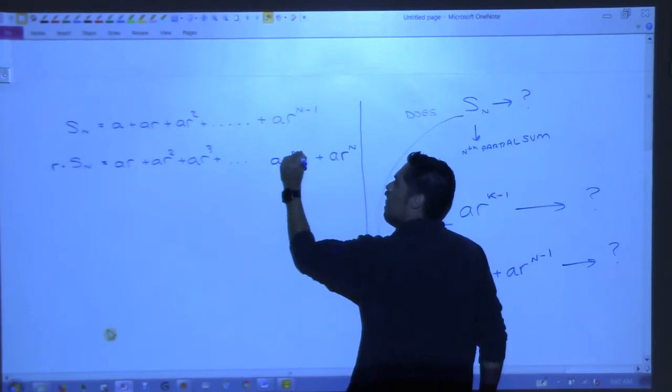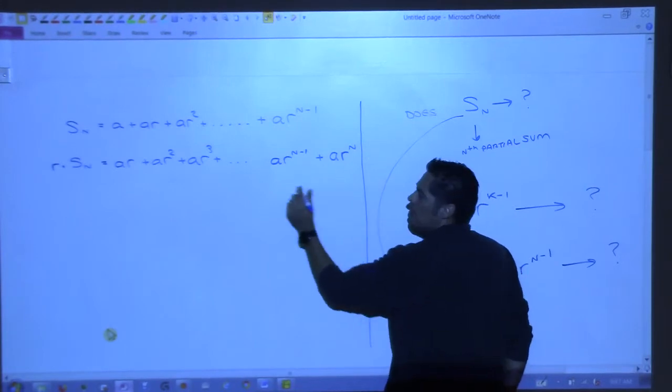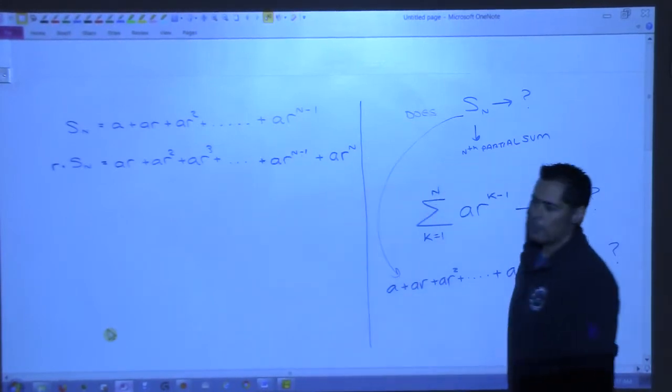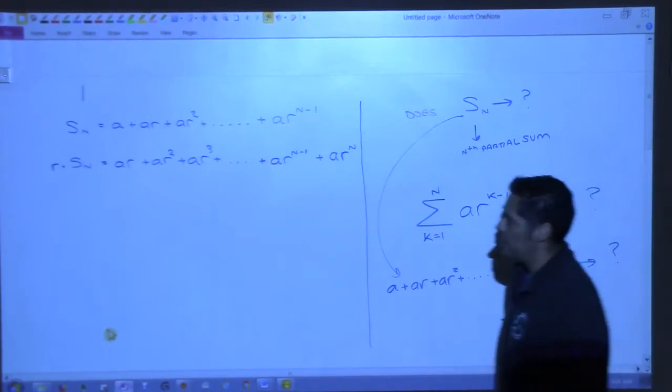A R to the n minus 1, right? That would be the one right in front of it. So the power on r would be 1 less. And then in front of that, plus, right? You with me on that? Now I'd like for you to do this.